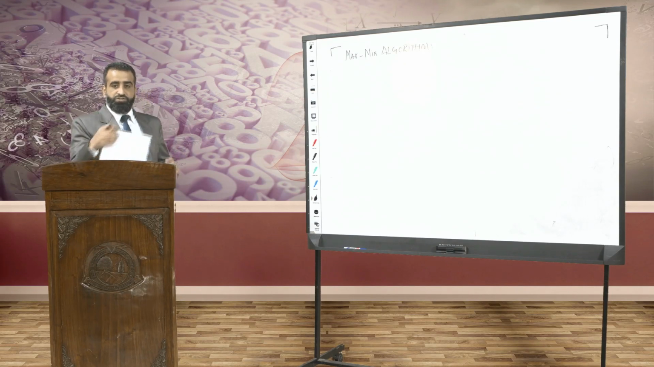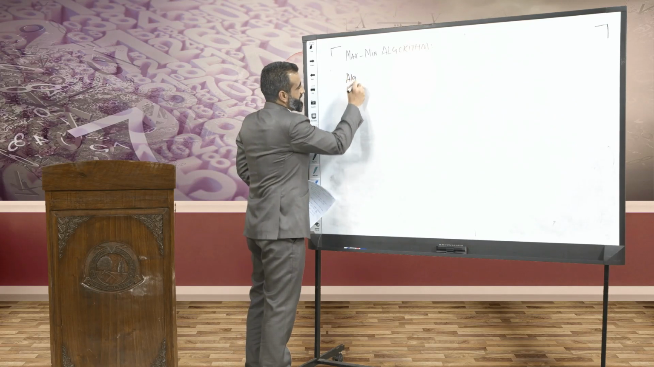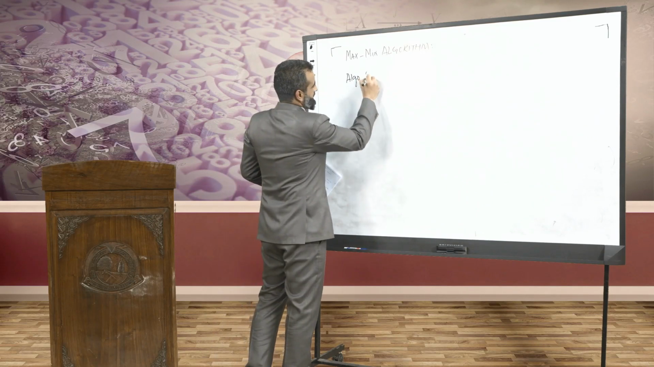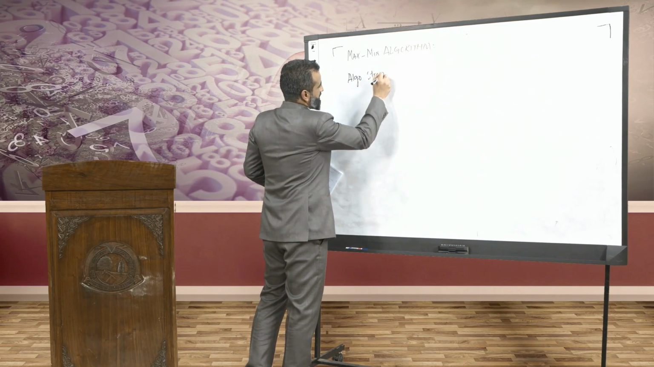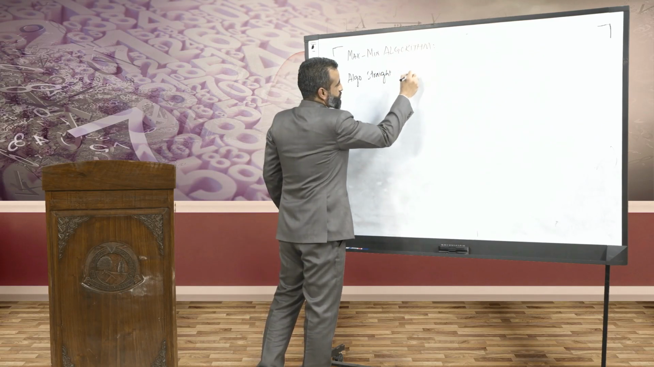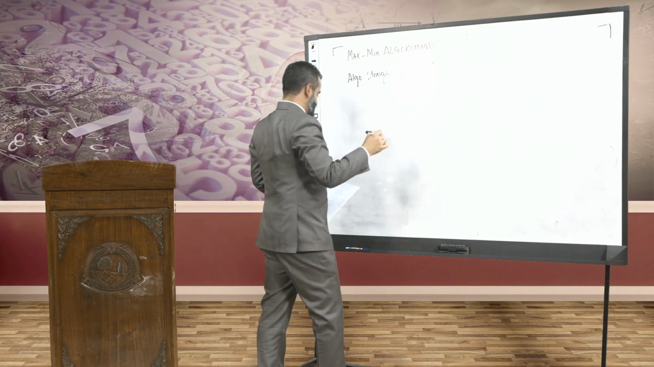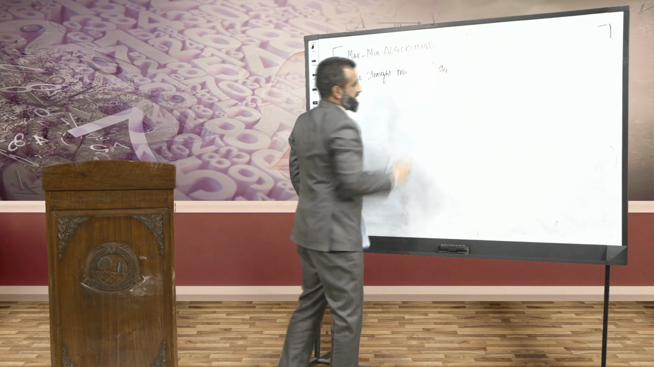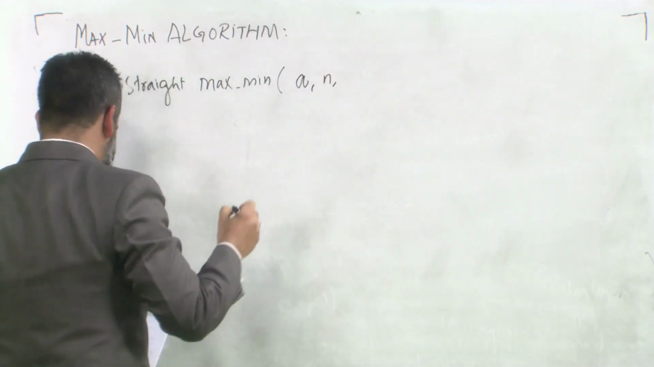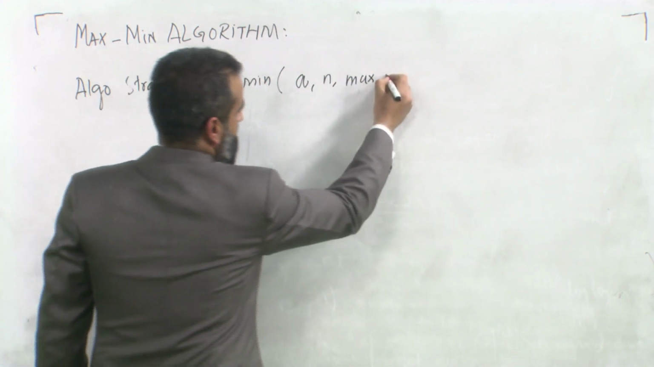If I look at the straight algorithm for finding the maximum and minimum numbers in a given set of numbers, let's call it algorithm straight maximum, just to make it more comprehensible. In a given array with n number of elements, our job is to find the maximum number in this array and the minimum number in this array.